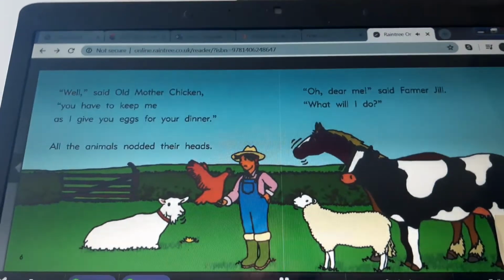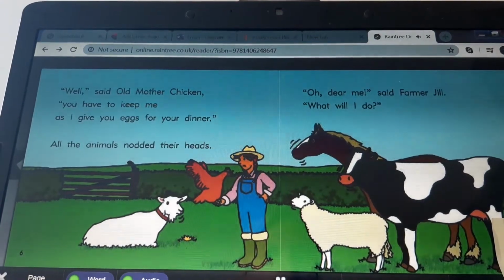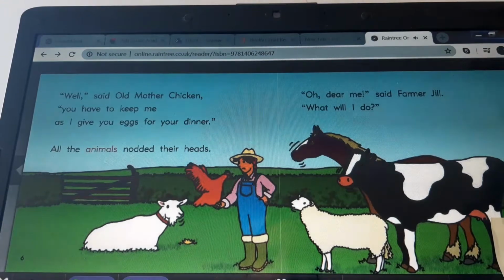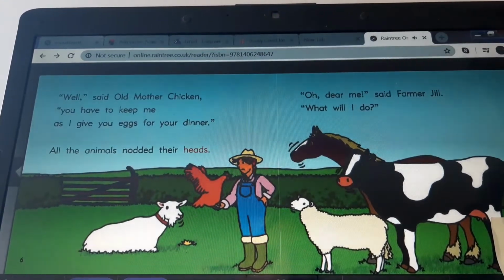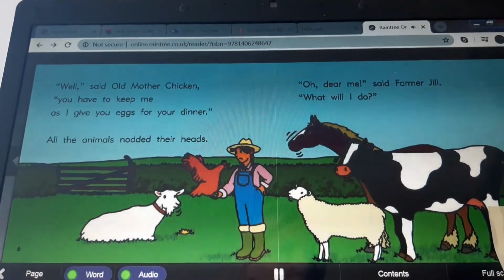"Well," said Old Mother Chicken, "you have to keep me, as I give you eggs for your dinner." All the animals nodded their heads. "Oh, dear me," said Farmer Jill. "What will I do?"